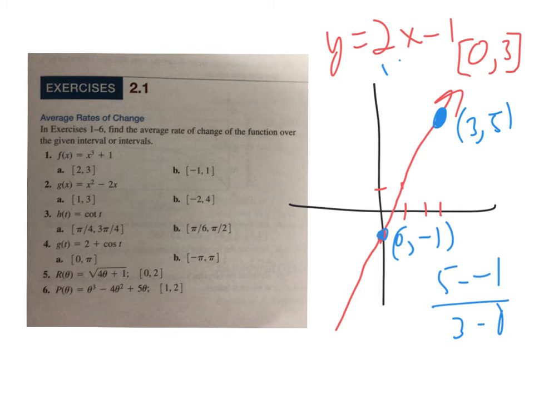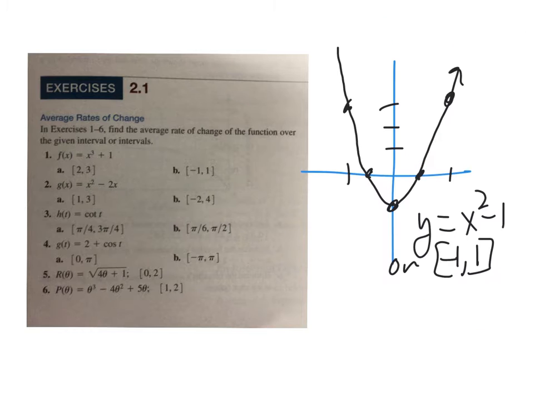And what we have when we have curves like, let's see, wait, give me a minute here. So if I have this function, this parabola, x squared minus 1, and I want to find the average rate of change from negative 1 to 1, let's use a green. Here's negative 1, 0. And here's positive 1, 0.